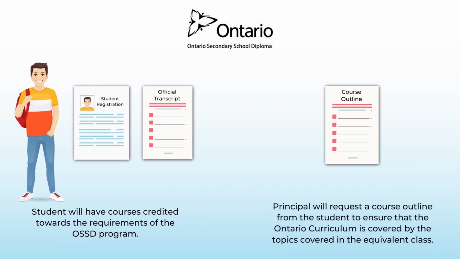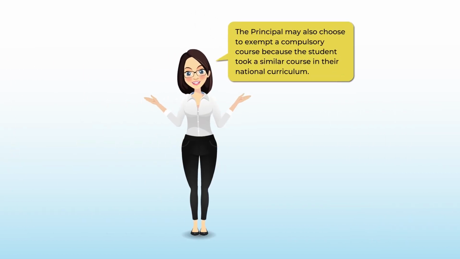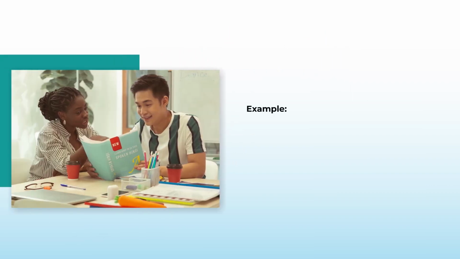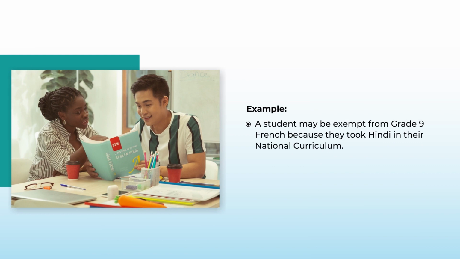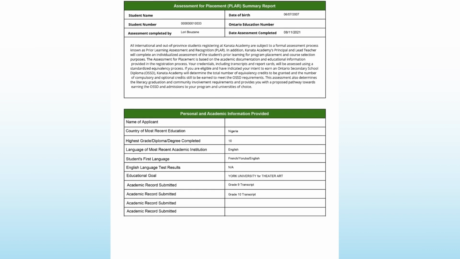Sometimes, the principal will request a course outline from the student to ensure that the Ontario curriculum is covered by the topics covered in the equivalent class. The principal may also choose to exempt a compulsory course because the student took a similar course in their national curriculum. For example, a student may be exempt from Grade 9 French because they took Hindi in their national curriculum. Hindi will meet the requirement of a second language. Here is an example of a completed Placement assessment report.